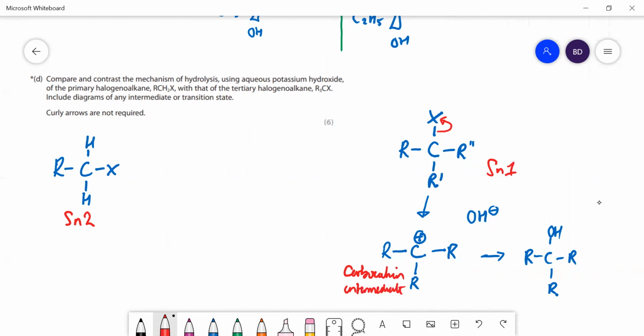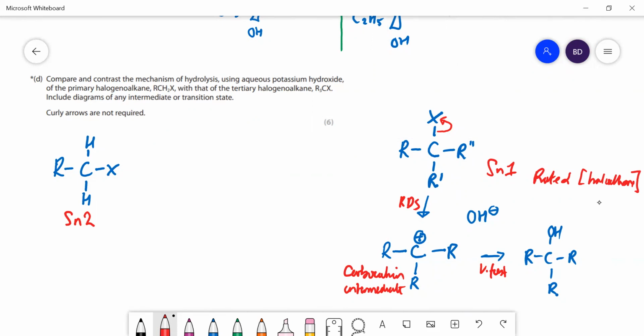Now this is the rate determining step. This is slow, forming the carbocation, and this one is very, very fast. So that means the reaction is, that's why it's called SN1, is because it's dependent only on the concentration of the haloalkane. So rate is proportional just to the concentration of the haloalkane. It's independent of the concentration of the hydroxide ion. But let's contrast that with this one here.